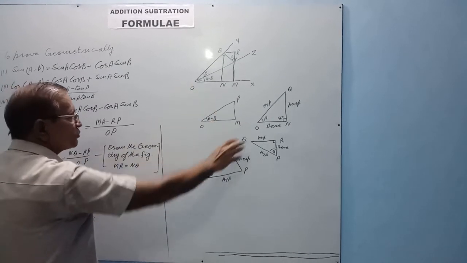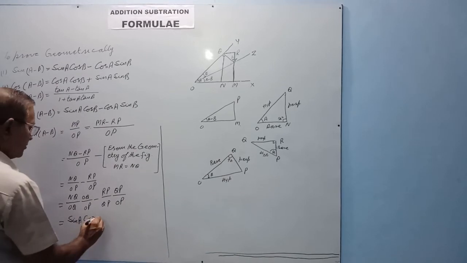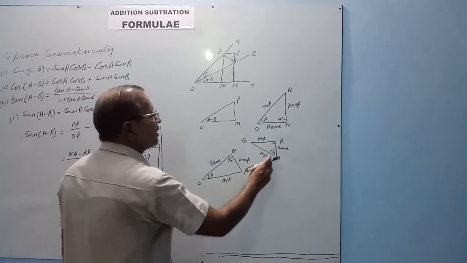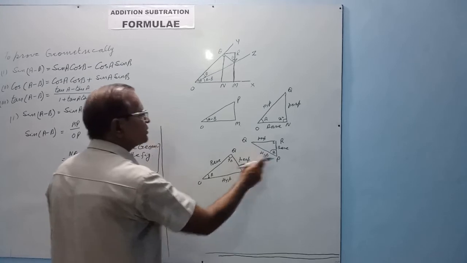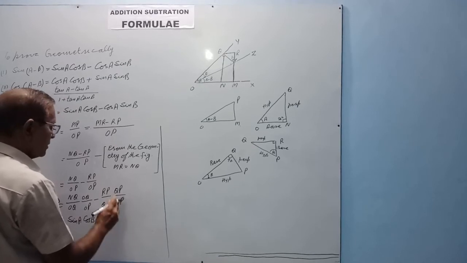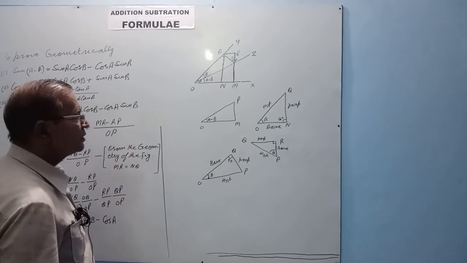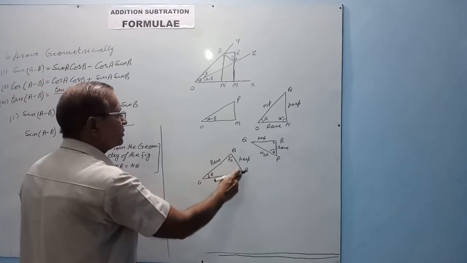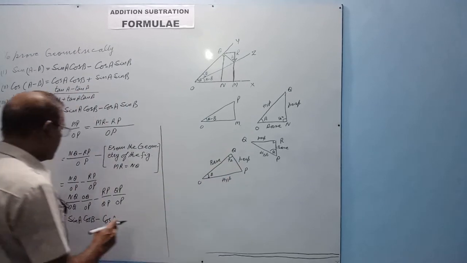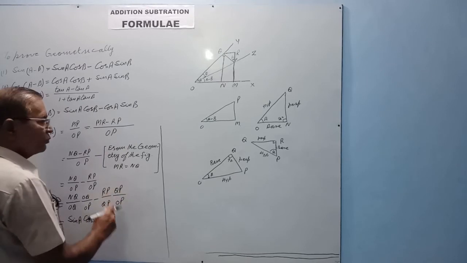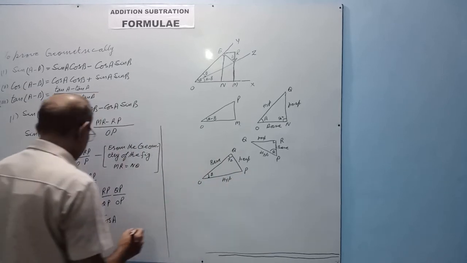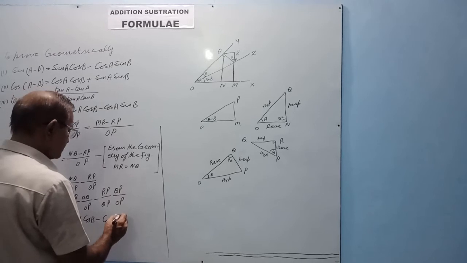See, all the triangles I have projected outside. Minus RP by QP. RP is base, QP hypotenuse, cos A. Then QP by OP: QP is perpendicular, OP is hypotenuse. Here it's QP by OP, QP base, OP hypotenuse. Base by hypotenuse.